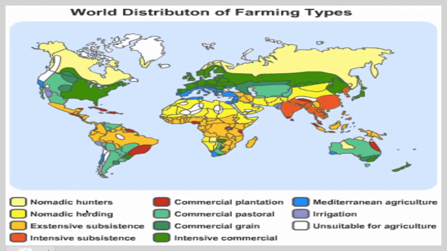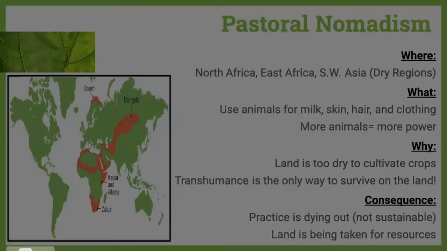So nomadic hunters are often found in these very cold, almost Arctic regions, right? We would say just subarctic, basically. Nomadic herding is in this yellow region here. And so you can go through these different farming types, and I think this would be a helpful tool when preparing for the Unit 7 test and the AP exam. But nomadic herding, actually, or pastoral nomadism in general, is the first type we're going to see here today.